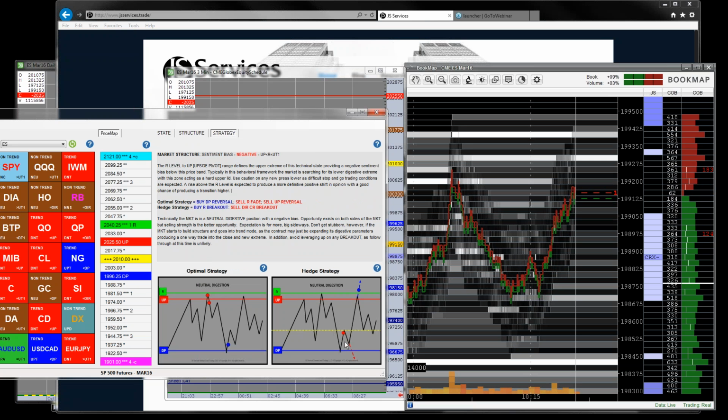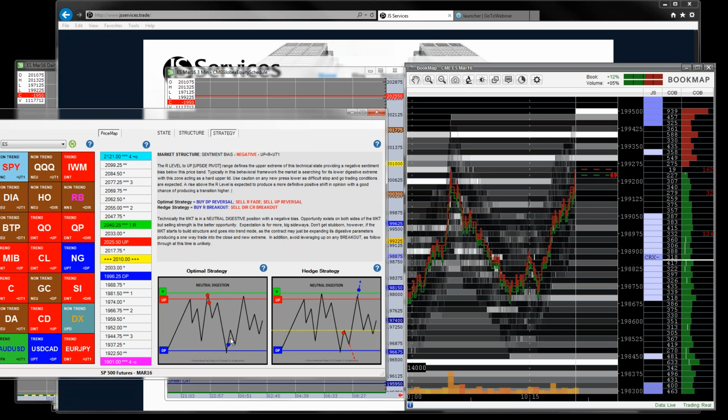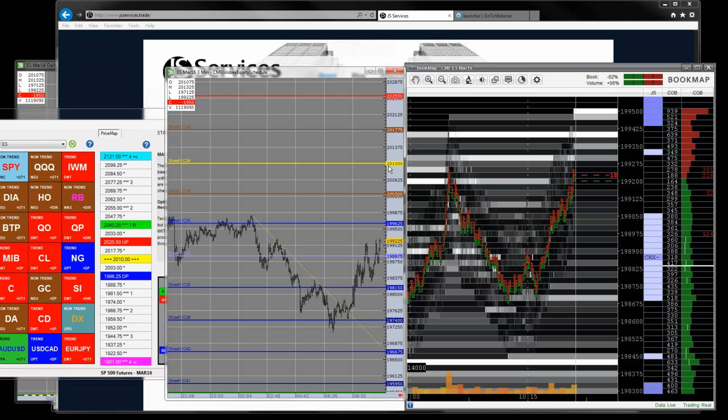In this market state, when we've broken out of the neutral digestion, ideally we wanted to sell it higher. Now we've broken out to the downside, so we're looking at more of a hedge strategy. One of our hedge strategies, after we get a breakout, is to look to sell against this 2010 level, which is here. And so we may be setting up for that opportunity.